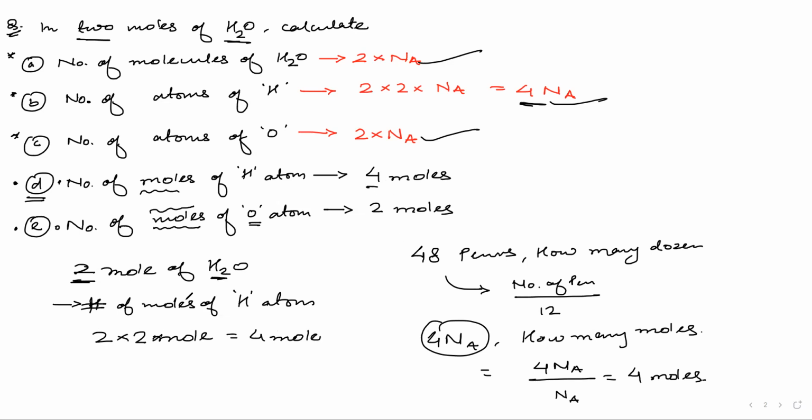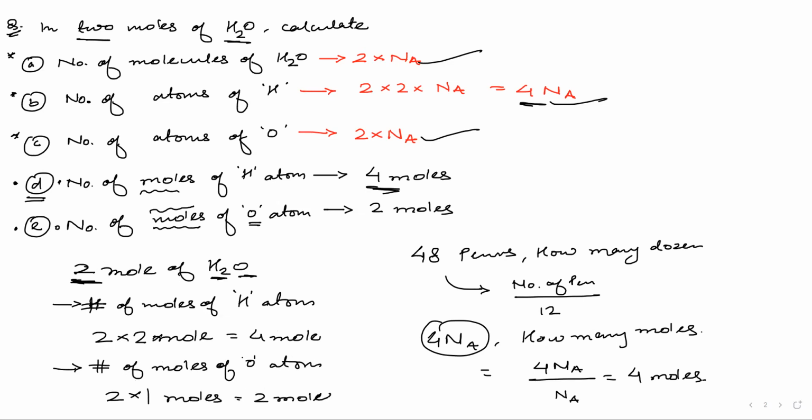4 mole is the answer. You don't have to calculate this, okay? And for oxygen atoms, what will be oxygen atom? Number of oxygen atom. This will be 2 from the 2 mole, because 2 moles of H2O is present. 2. Then how many oxygen in each H2O? 1. And just write moles. This will be equal to 2 moles.